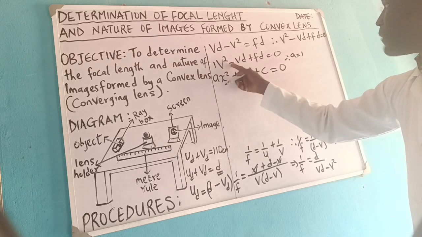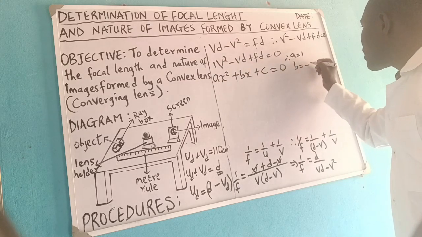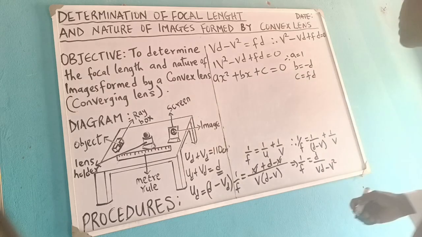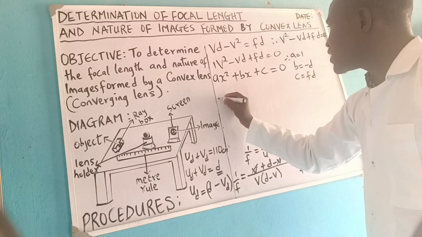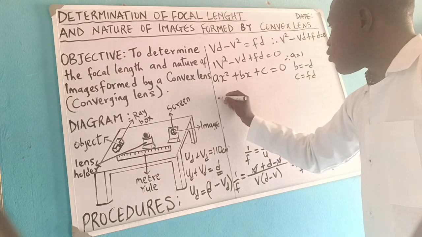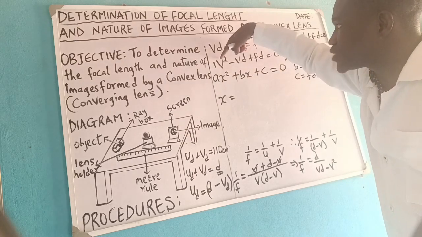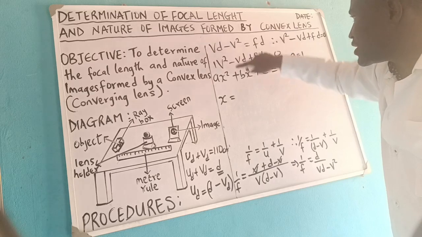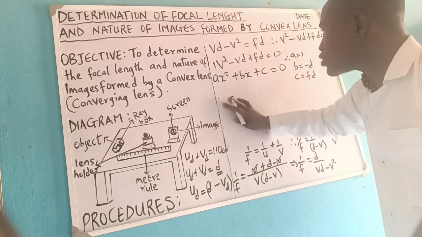That means minus d will be our b. b equals minus d, then c equals fd. Now putting them in the quadratic formula, instead of saying x equals, since x is replaced with v, so to speak, x is v. That is why we say b is minus d. So we will replace this with v.